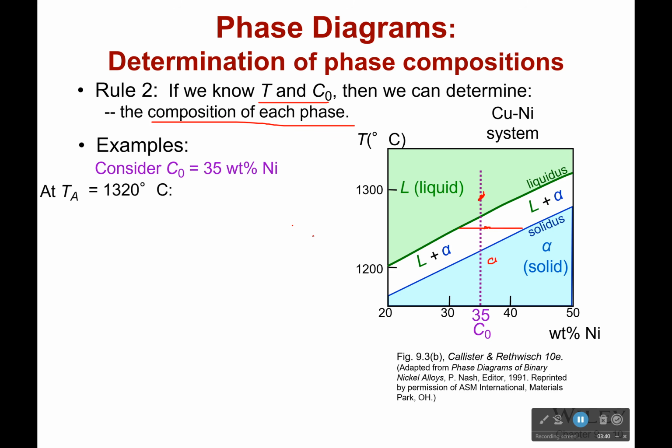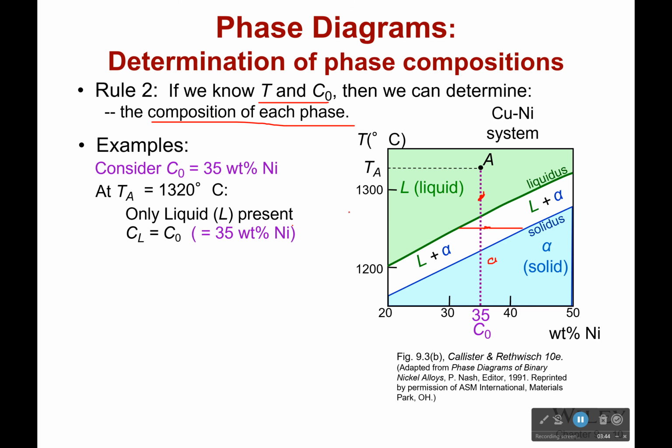First off, we're going to consider this point right here, which is 35 weight percent nickel. And we're going to start at 1320 degrees Celsius. And currently at that point, it's 100% liquid. The concentration of liquid is the same as my concentration.